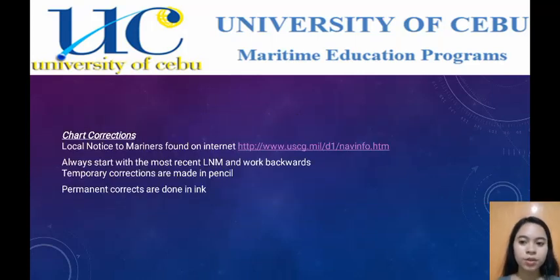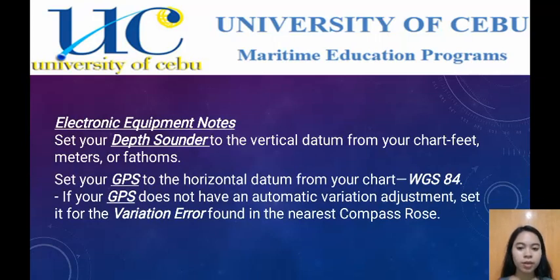Chart corrections: Local Notice to Mariners, found on the internet at www.uscg.mil. Always start with the most recent LNM and work backwards. Temporary corrections are made in pencil, and permanent corrections are done in ink.